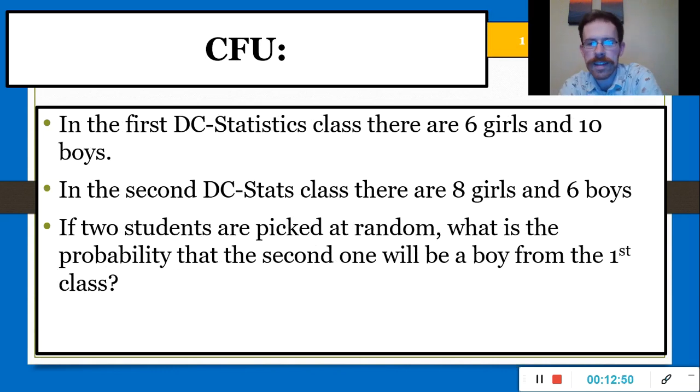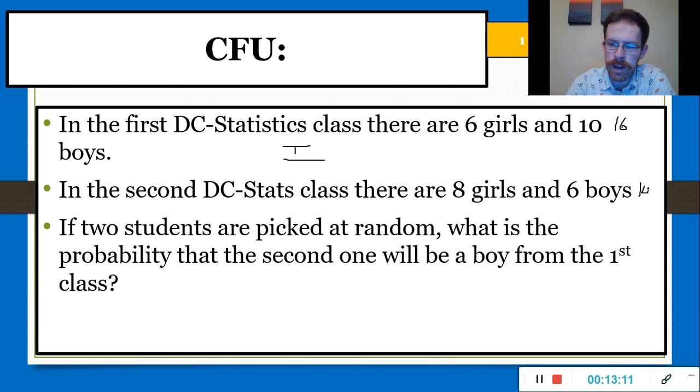Alright, so the first DC statistics class, there are 6 girls and 10 boys. The second DC statistics class, and this is from Manassas High School, there are 8 girls and 6 boys. If 2 students are picked at random, what is the probability that the second one will be a boy from the first class? Well, how many kids are there in total? In total, there are 16 in here and 14 in here. So in total, there are 30.